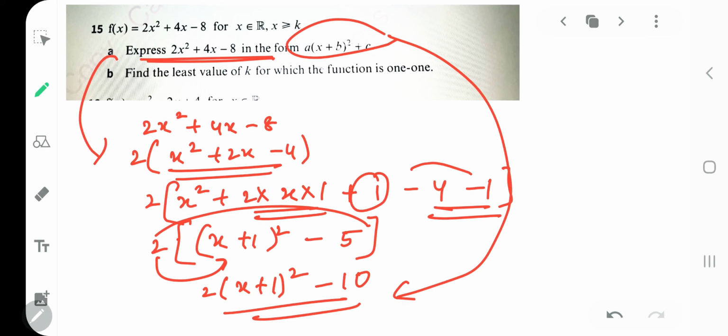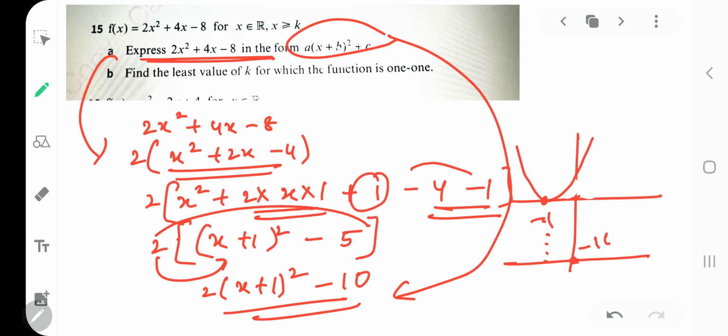If I want to present this on my graph, how will I present this? For my x square, I know where my graph comes, but it is x plus 1, so I'll go towards the left. So my graph will be here, and further it says it goes to minus 10, so it will come down here towards minus 10.